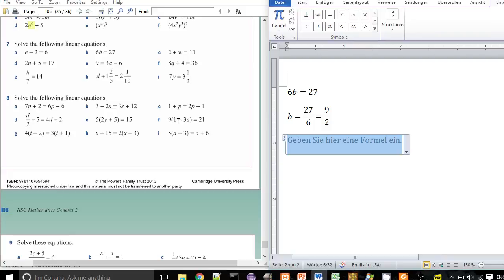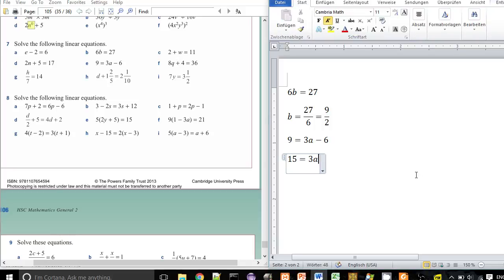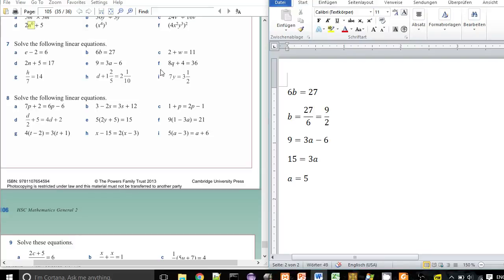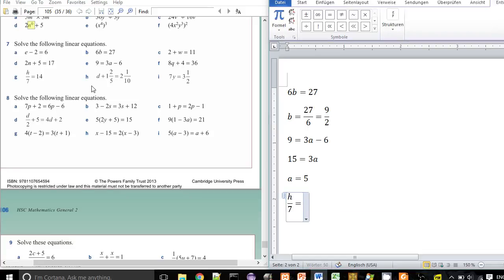where is this one? A. So 9 equals 3a minus 6. The opposite of minusing 6 is plusing 6, so 15 equals 3a. And then dividing 15 by 3, you get a equals 5. Let's try g just quickly. H over 7 equals 14. So the opposite of dividing is timesing. So you need to do 14 times 7, which is 70 plus 28, so 98.